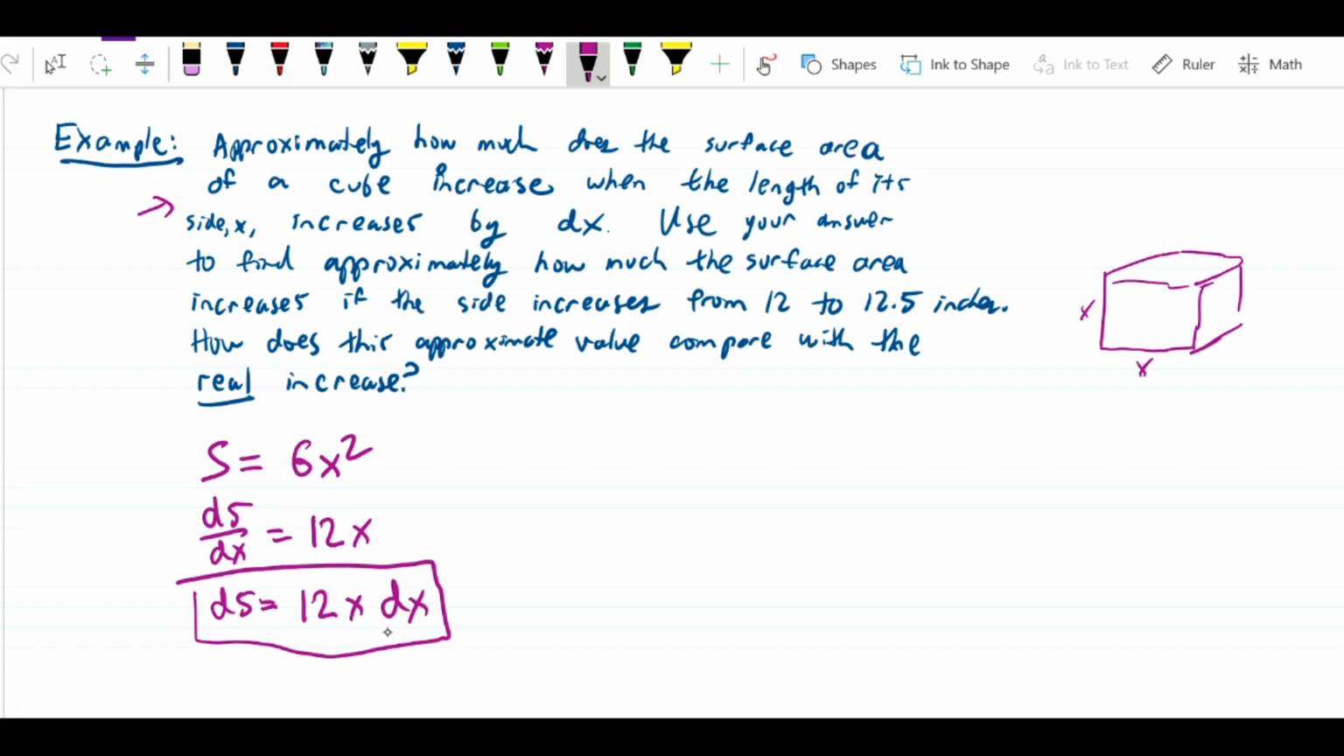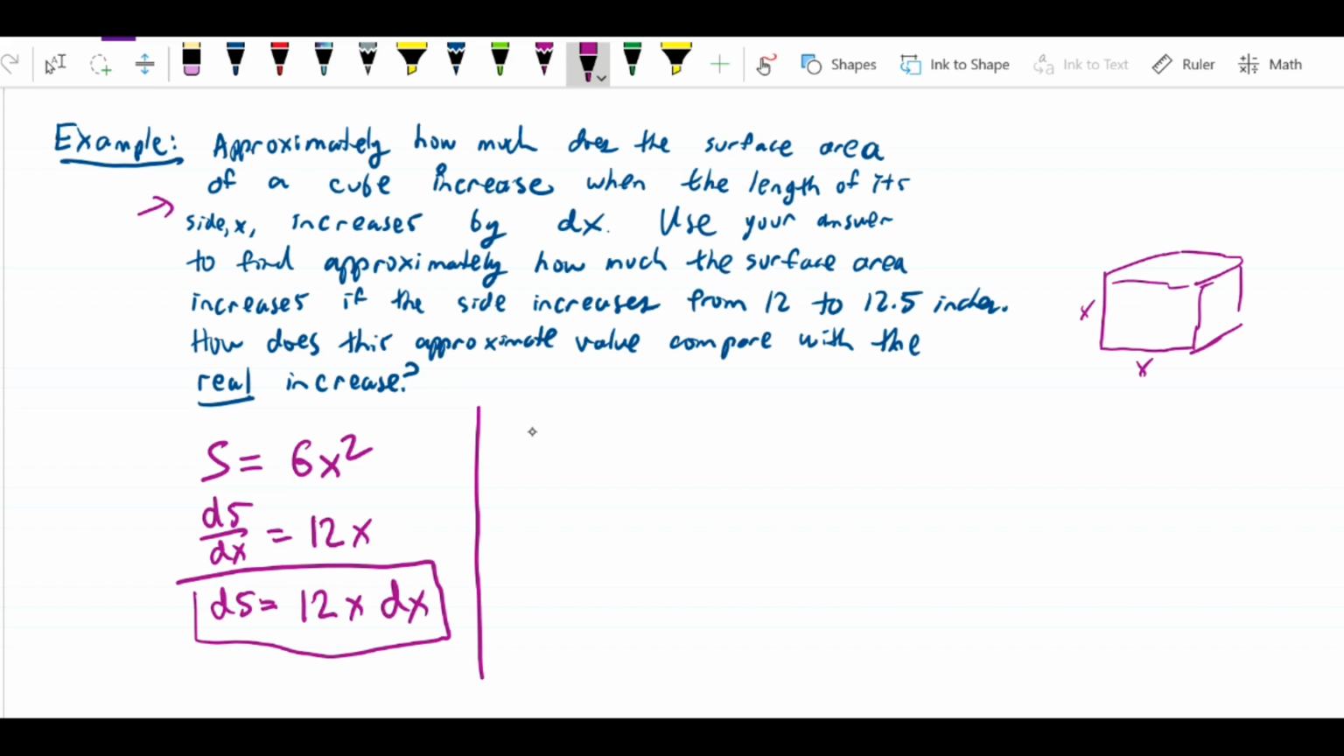In order to know the actual value, note that we have to know two things. We'd have to know, first of all, what dx is. How much are we increasing the length of the side by? We also need to know what we started with. In other words, how much was 12x to begin with. So let's actually use that fact to answer the second part of the question, where we are given a starting value and an increase. So let's use the answer to find out approximately how much the surface area increases if the side increases from 12 to 12.5 inches.